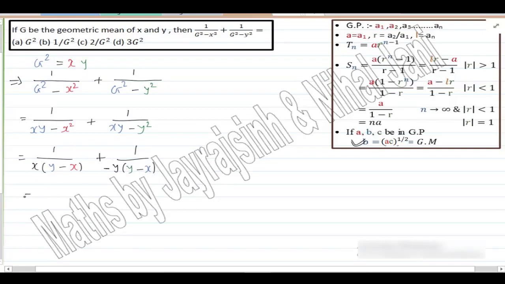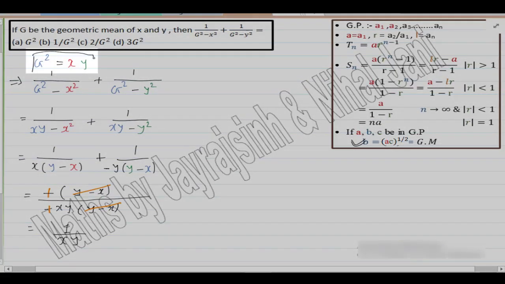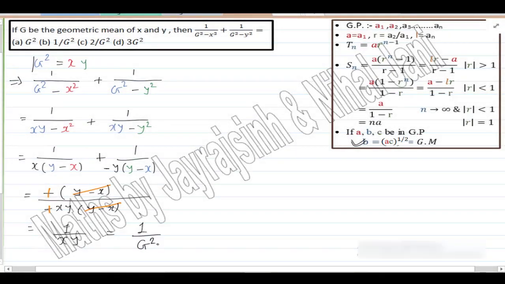Okay, now we can easily take the LCM. We will get (minus y plus x) whole upon minus xy in the bracket y minus x, right? Okay, now after taking minus common from the numerator, we will get minus (y minus x). So y minus x cancels out, minus minus becomes plus. The final answer is 1 upon xy, but we need the answer in terms of G, right? And we already know that x into y is actually G square, so we will get 1 upon G square. Tada! Option B is your final answer.